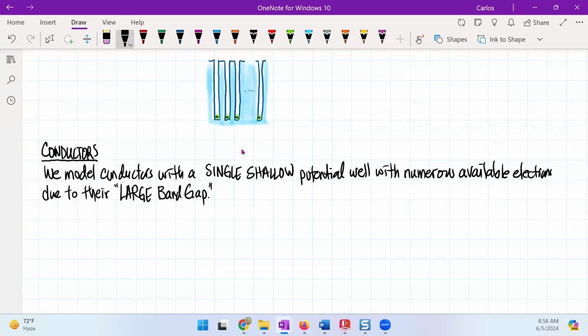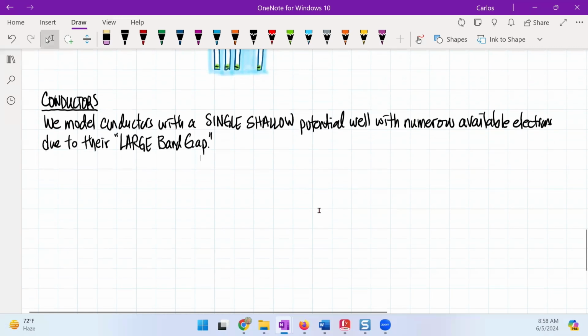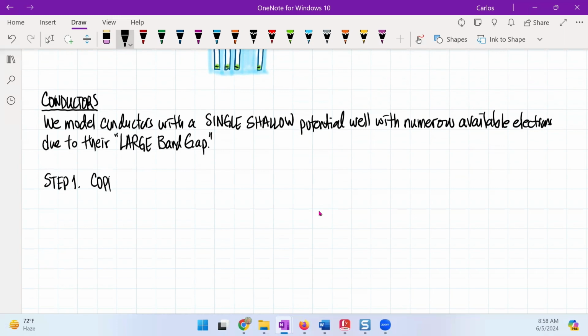So we want to do this in steps because it can get tricky. Okay, so let's do this. The first thing that we want to do is, let's talk about step one. We want to talk about the copper atom structure. So we've already talked about the copper atom. Remember, I'm going to draw this in the Bohr model just as a visualization tool.